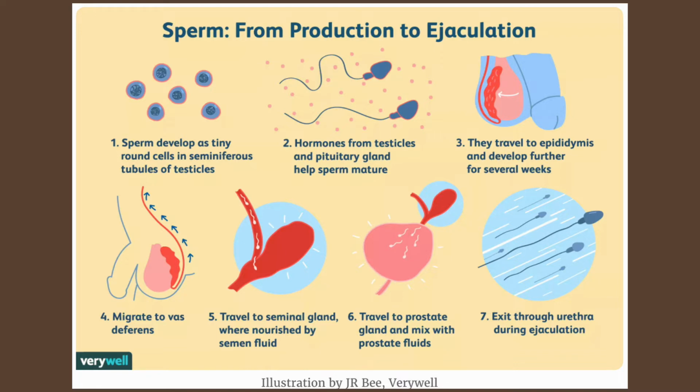There is also a process by which the sperm are produced. Sperm develop as tiny round cells in seminiferous tubules of the testicles. The hormones from the testicles and the pituitary gland help the sperm mature. They then travel to the epididymis and develop further for several weeks. They migrate to the vas deferens. They travel to the seminal gland where they're nourished by seminal fluid. Then they travel to the prostate gland and mix with prostate fluids. And then they exit through the urethra during ejaculation.